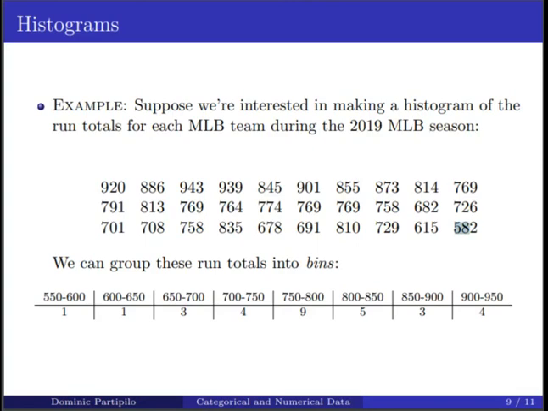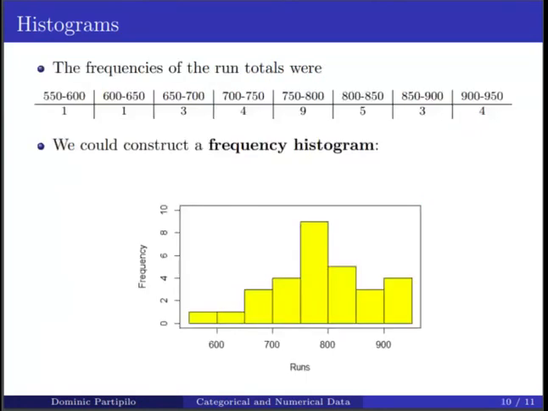So it looks like there was only one team that had between 550 and 600 runs, so we're going to put a 1 there. Similarly, there was only one team that had between 600 and 650 runs, and that's right here. So we're going to put a 1 here. And we can go on down the line, and then we'll end up with something like this, and this is a frequency distribution, but with numerical data instead of categorical.